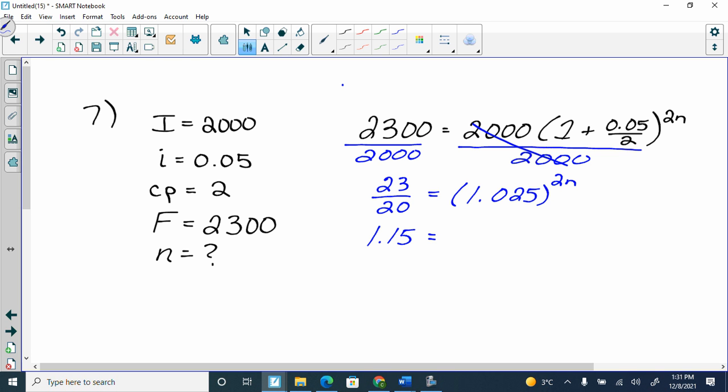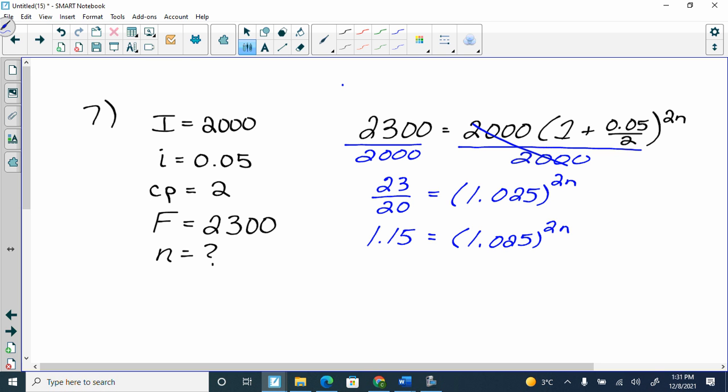So I'm allowed to write 23 over 20, and I'm allowed to write 1.15 because it is a terminating decimal. I specifically gave you one later that is not a terminating decimal, it's a repeating one, to prove that you can't take the rounded decimal. Sometimes you have to take the fraction. So here we have 1.025 to the 2n. Now, I am going to solve this algebraically every single time because I'm not going to rely on my calculator. I'll use my calculator to check it, but I'm solving this algebraically.